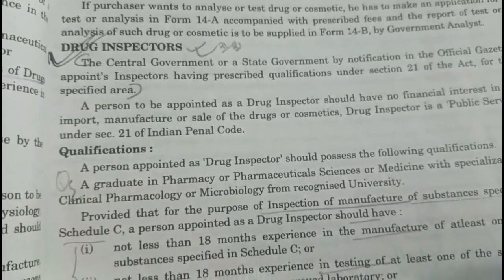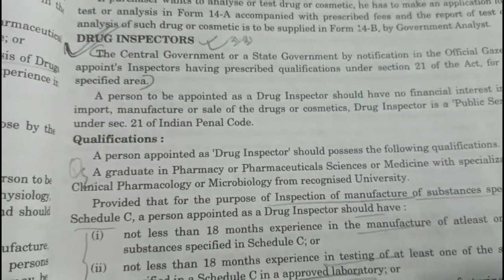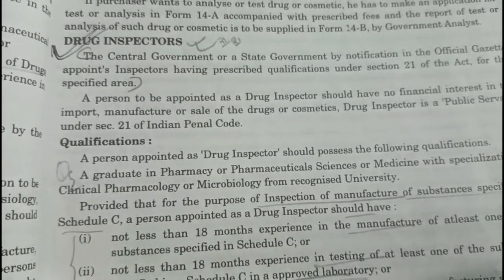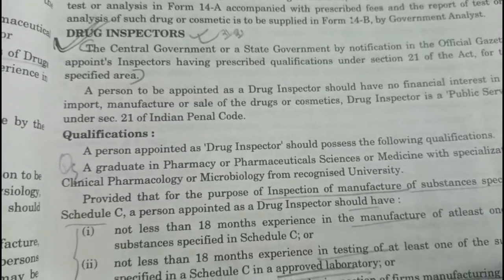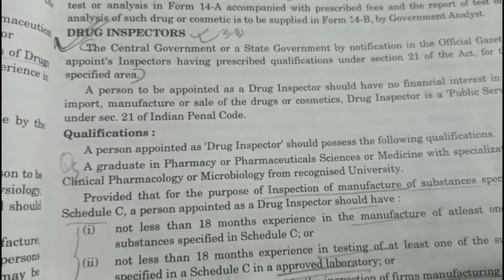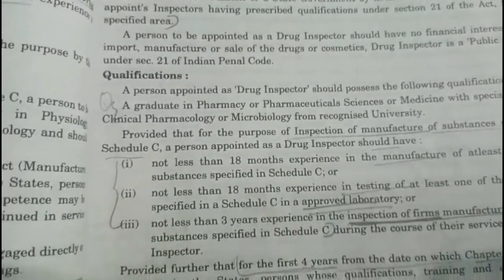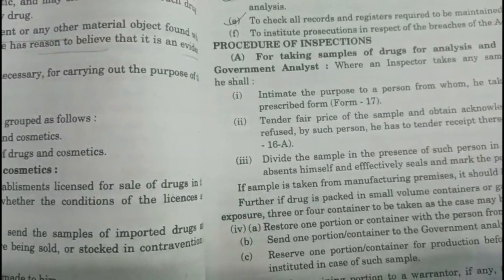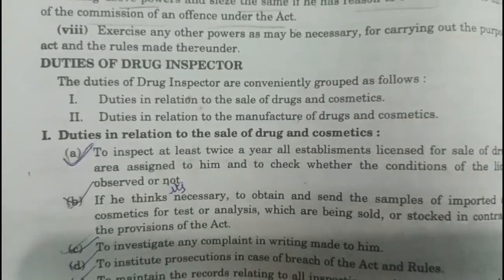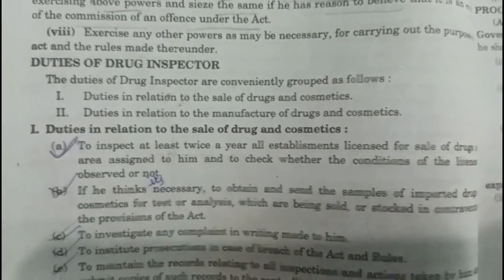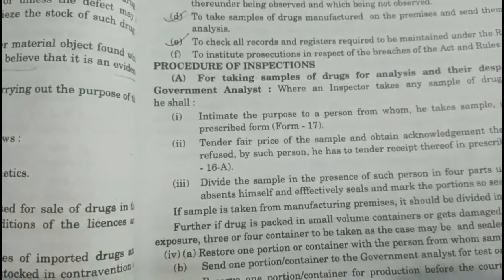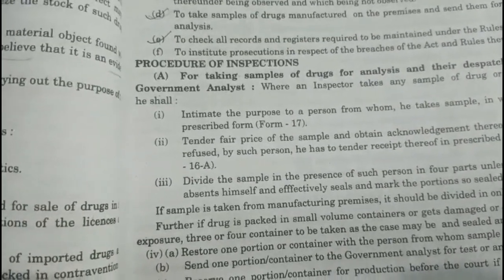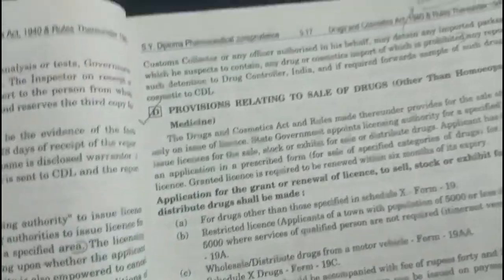They have discussed about the sections also. Define drug inspector. What are the qualifications and powers of drug inspector? Qualifications and powers of drug inspectors. Okay. And give a brief note on duties of drug inspectors. And discuss the procedures of inspection by drug inspectors. What are the procedures?